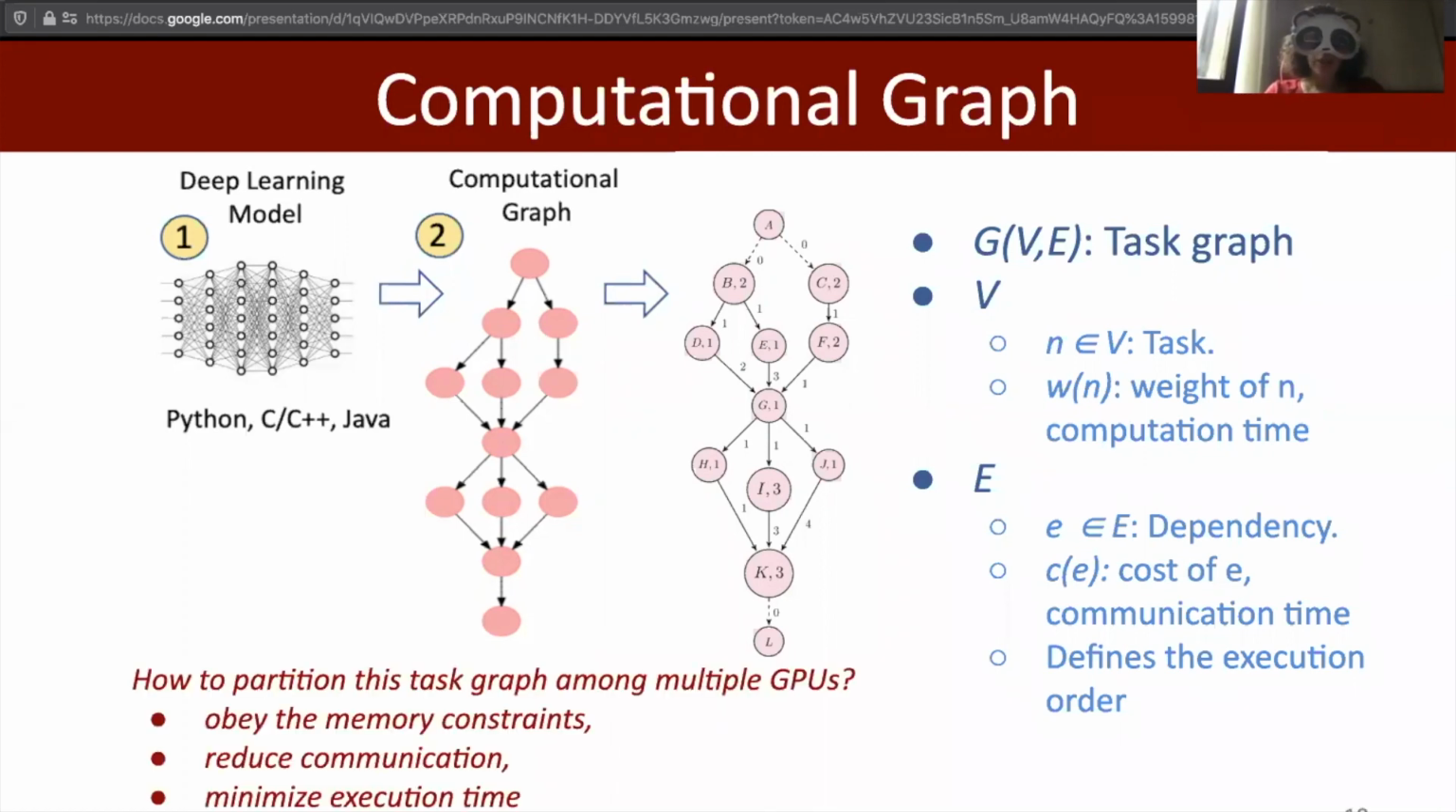So then the question is, how to partition this task graph among multiple GPUs? Model parallelism, we translate this into a new question: how to partition this graph among multiple GPUs so that you obey the memory constraint, each partition fits into a single GPU device, you reduce the communication between partitions, and you also minimize the total execution time at the end of the partitioning.